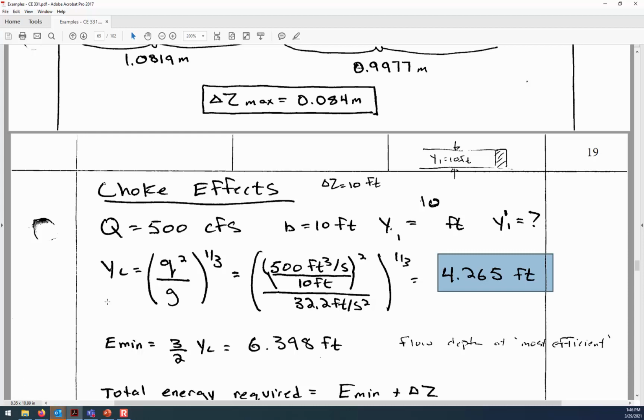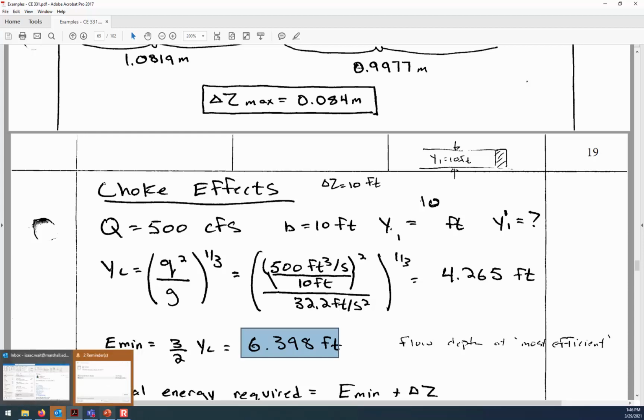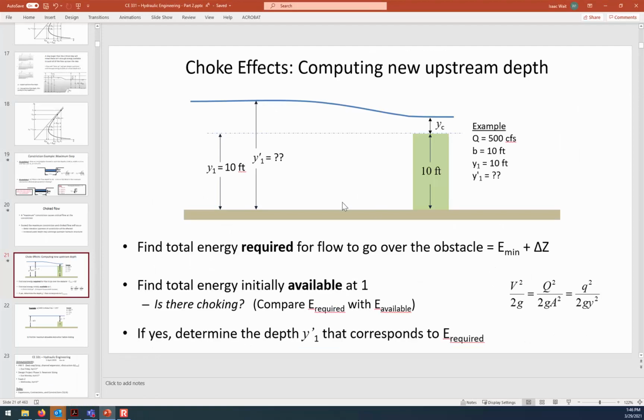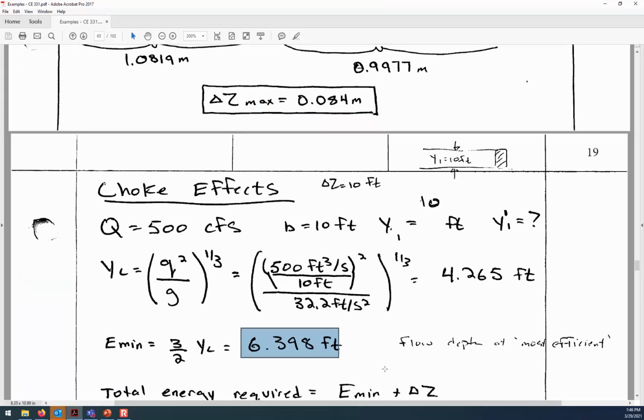And then minimum specific energy, there has to be at least 6.398 feet of energy to get over the obstruction, because the minimum, best case scenario, most efficient, is it's flowing over here at the critical depth. And when it's critical depth, we need to have enough energy for it to be the y of the critical depth plus the velocity head on top of that. And the velocity head will be 1/3 of the total specific energy. Okay, so there has to be approximately 6.4 feet of energy.